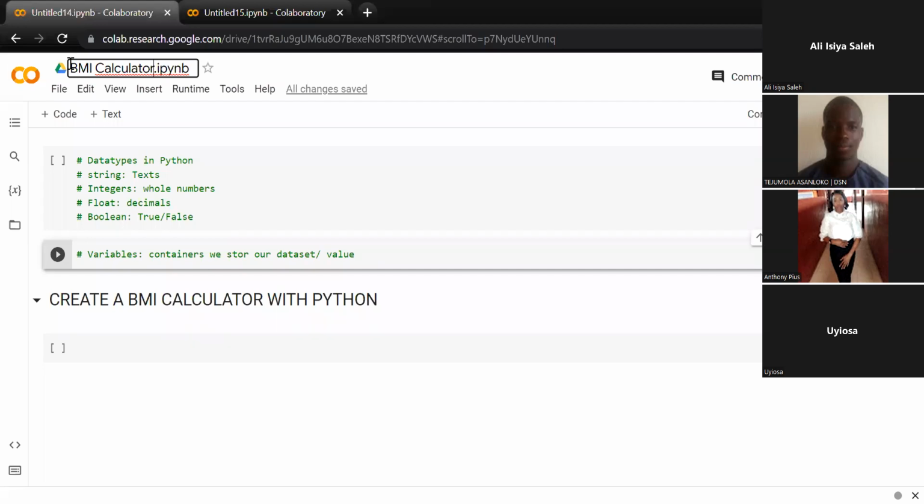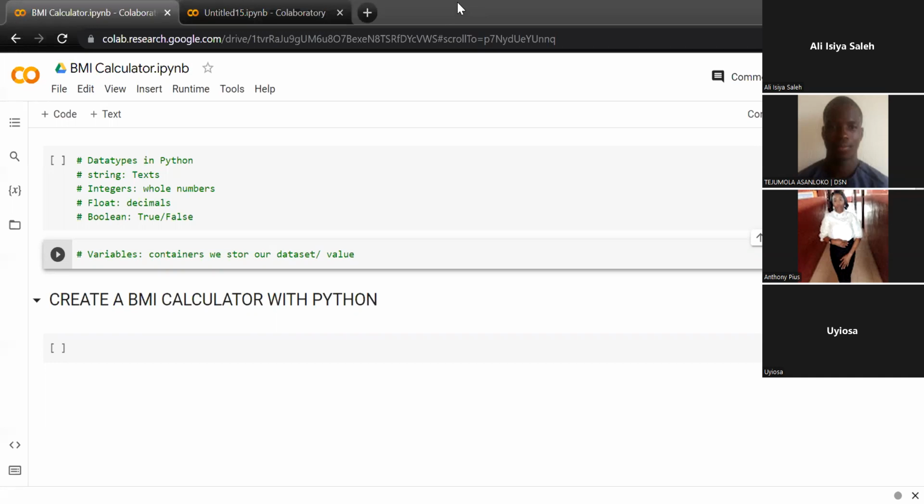I think we can start building now so that we can have enough time for questions and answers. I can confirm if you understand what I've been saying since morning. Let me get your feedback with your favorite emoji to confirm that I can move on.